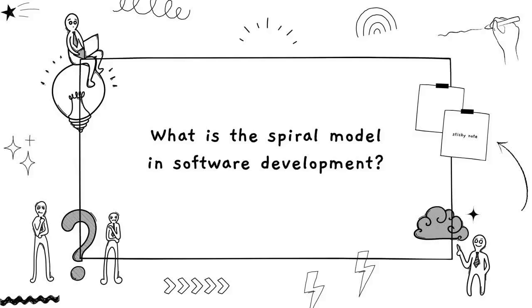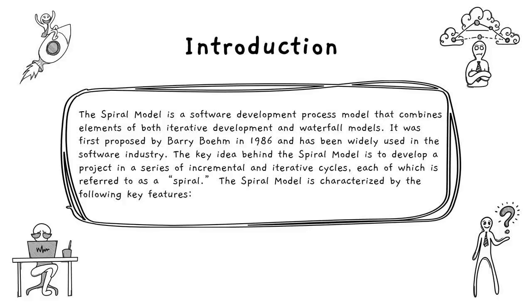What is the spiral model in software development? Introduction. The spiral model is a software development process model that combines elements of both iterative development and waterfall models. It was first proposed by Barry Boehm in 1986 and has been widely used in the software industry.